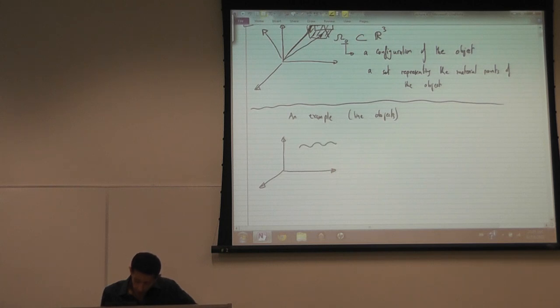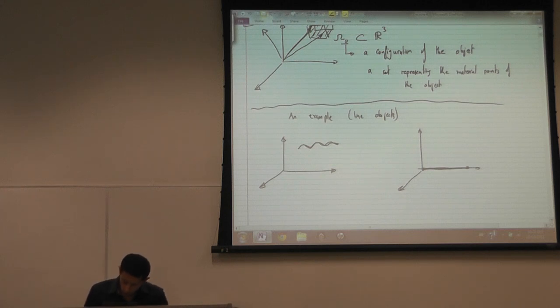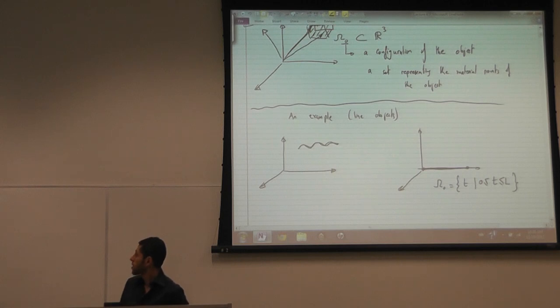This object, let's say it's a line object. You can think of this object, after stretching it, as this object, and t is between 0 and, let's say, L. So this configuration gives me a certain configuration of that wire, or that line object.